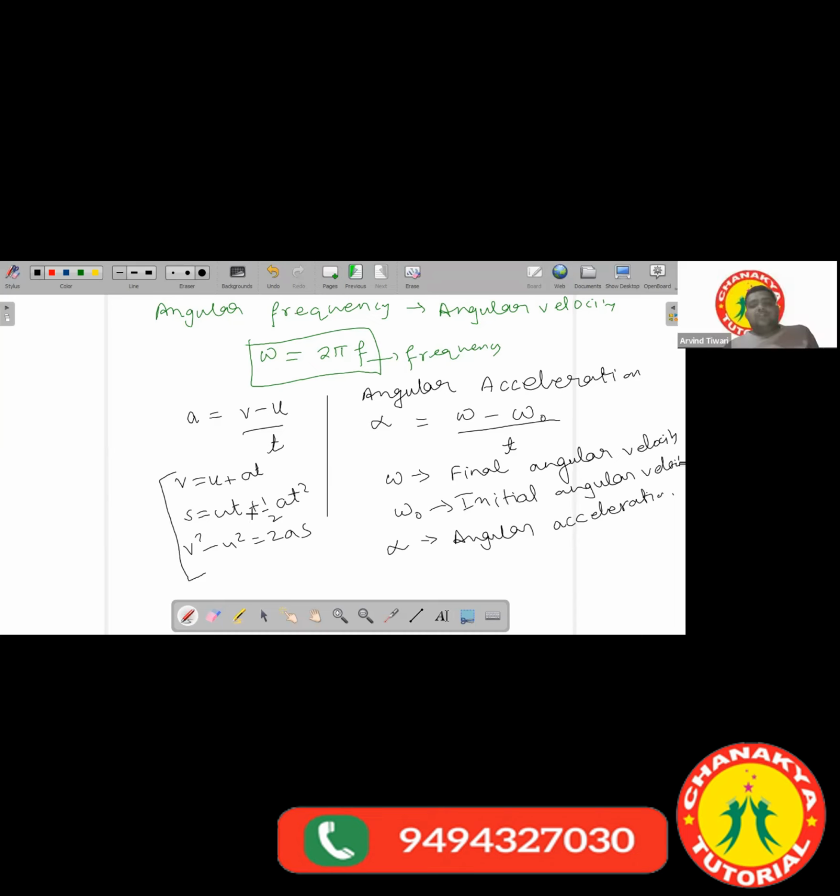Now, similar to this, we have kinematic equations of motion for the angular motion. So, for the angular motion, you will have your first equation of motion written as omega equals omega naught plus alpha t.